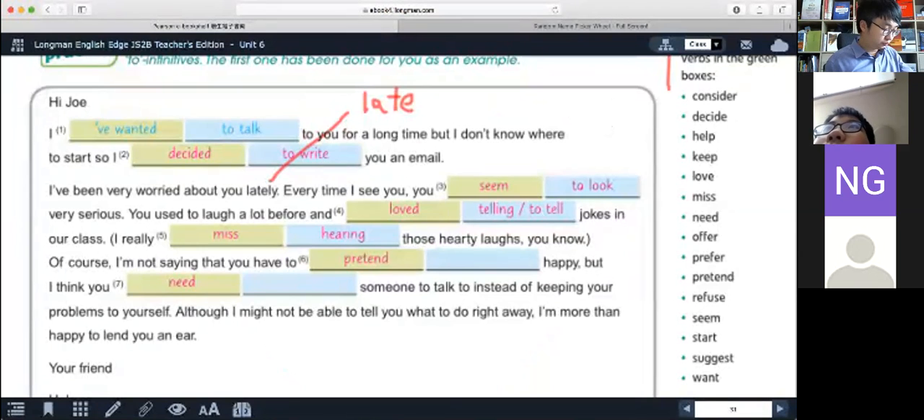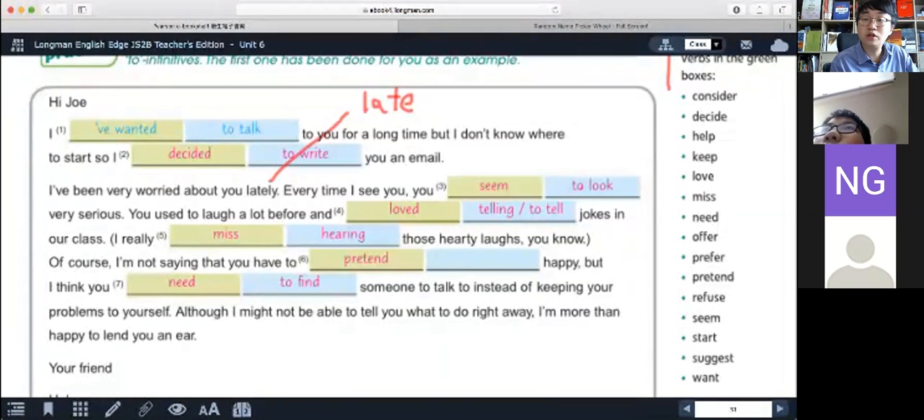Of course, I'm not saying that you have to pretend to look happy, but I think you need to find someone to talk to instead of keeping your problems to yourself. Although I might not be able to tell you what to do right away, I'm more than happy to lend you an ear. No, thank you, Jackson. You've got one correct answer. So I think you need to find someone to talk to, okay?